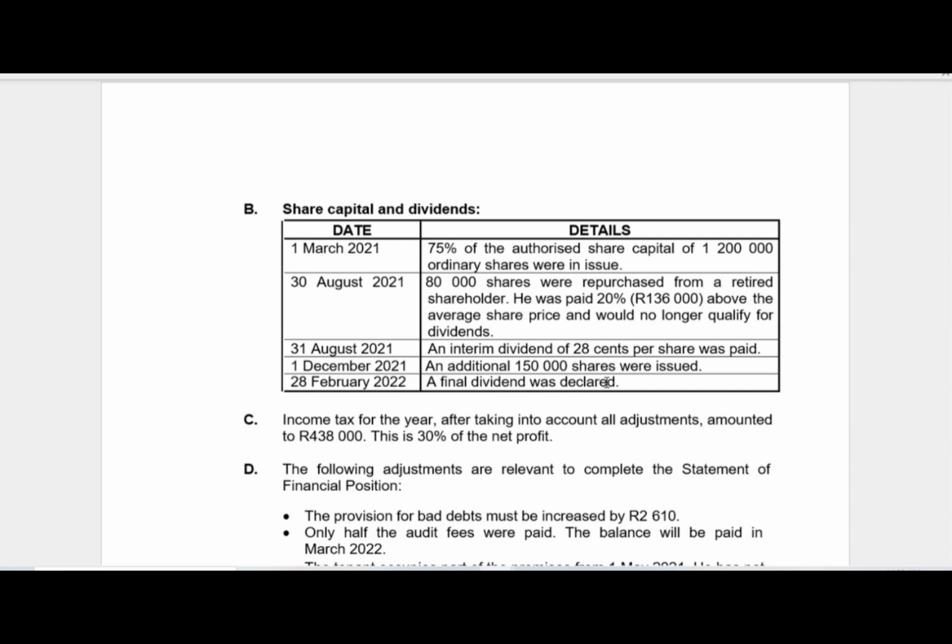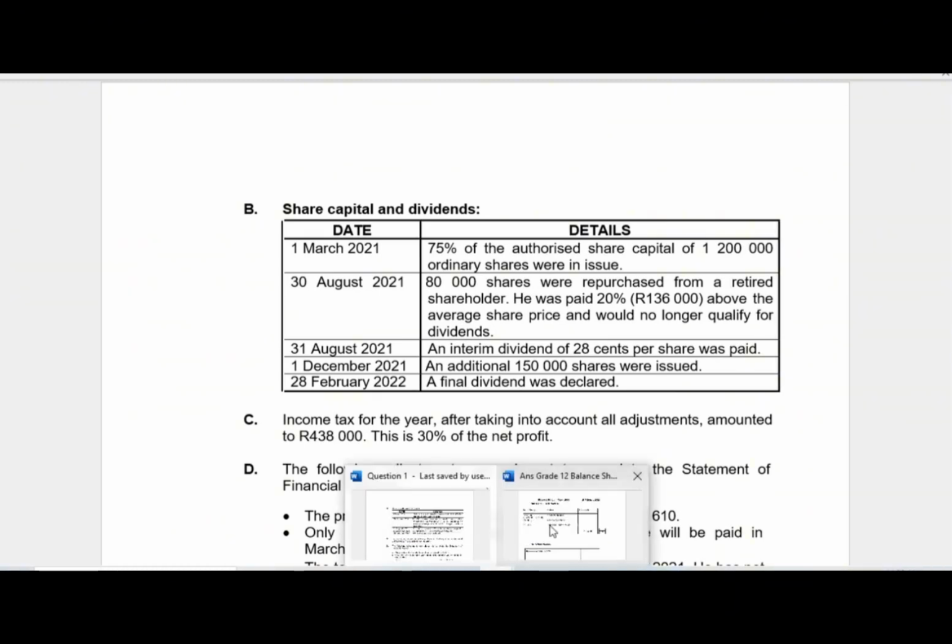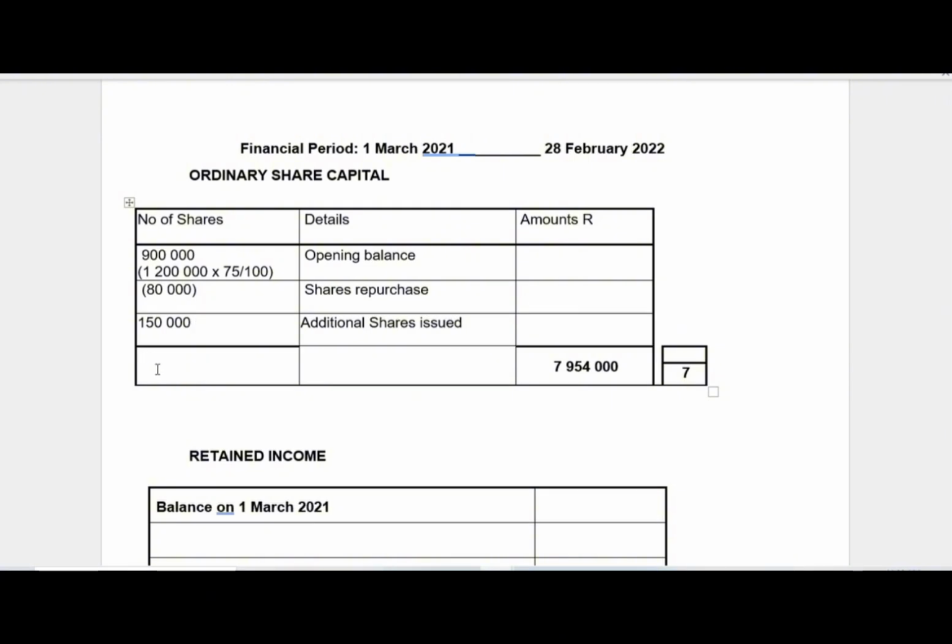So I want us to calculate the total number of shares issued at the end of the year. The number of shares issued at the end of the year is going to be the number of shares issued at the beginning, you subtract shares repurchased, you add additional shares issued, right? How much are you getting right there? Remember, I say you are dealing with the number of shares first.